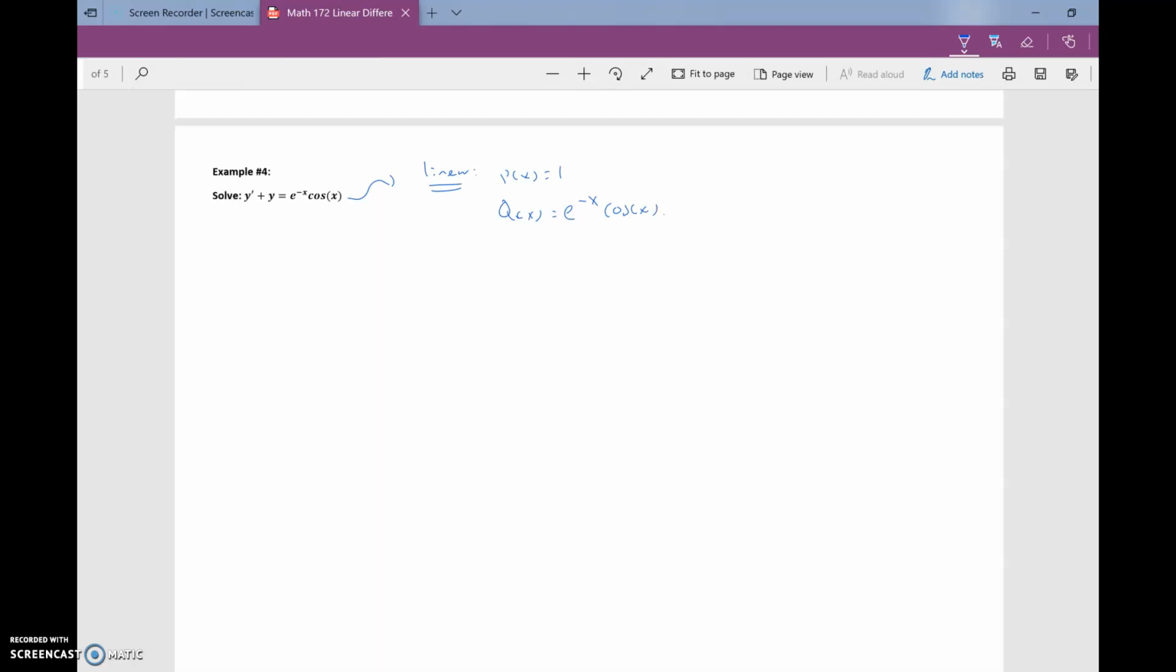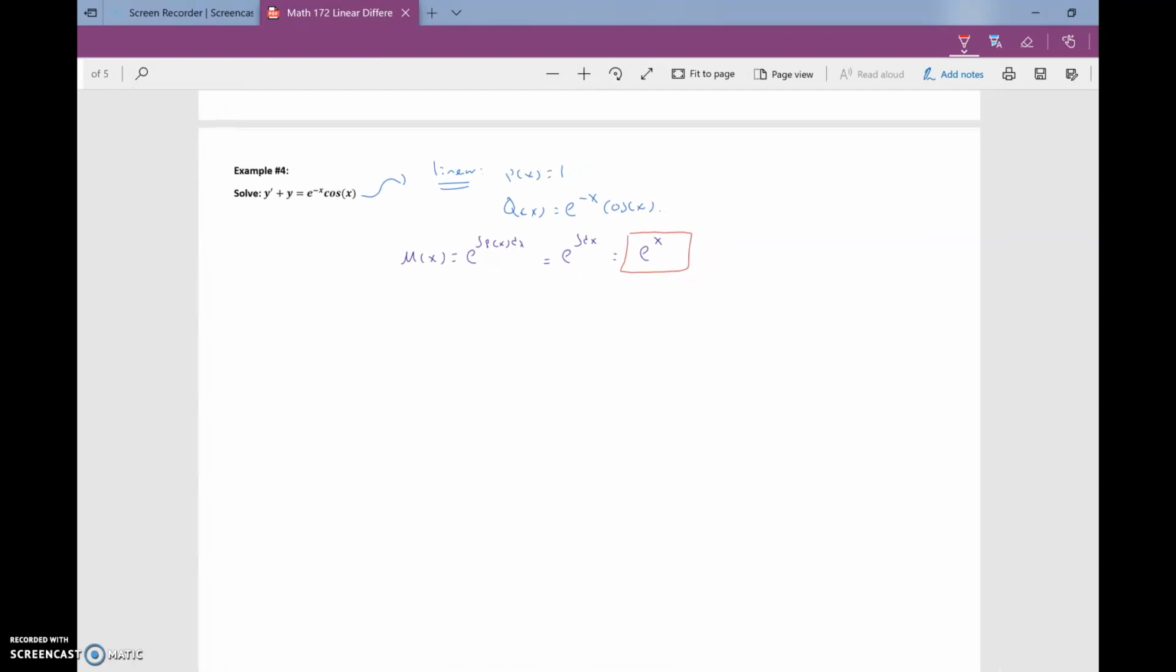Before we go any further, let's actually calculate the integrating factor. So this is e to the integral of p of x dx. So it's just going to be e to the integral of dx, or e to the x. And we don't put a c here. So we just treat it as e to the x.